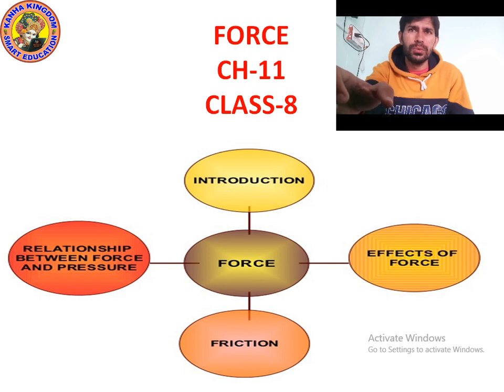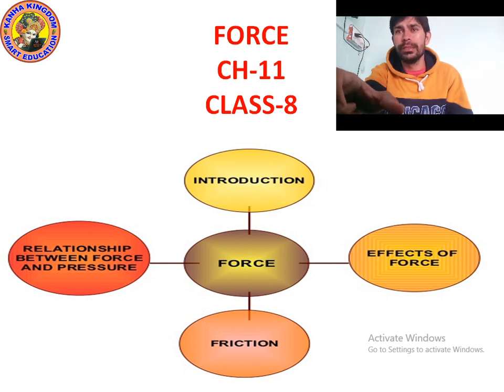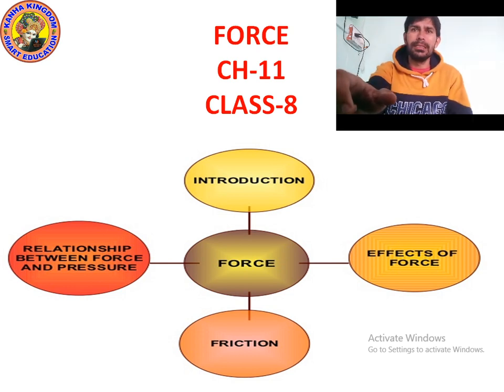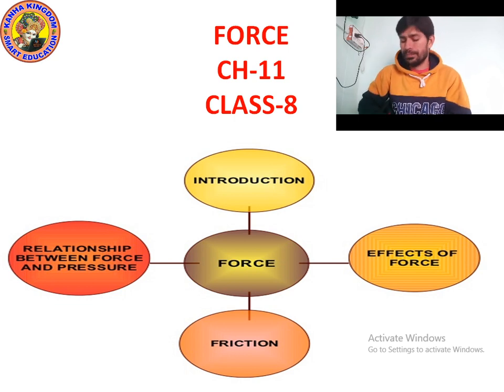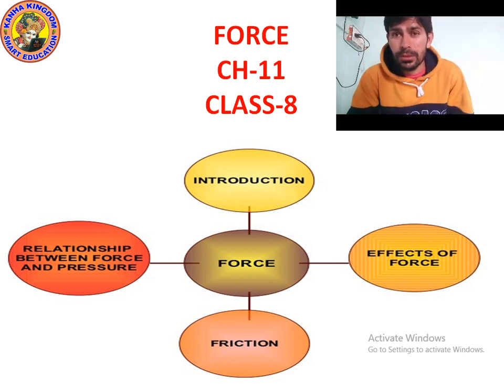Before we start, let me tell you what a unit is. Can you tell me what a unit is? I think you know. A unit is a fixed quantity which is used for measurement.